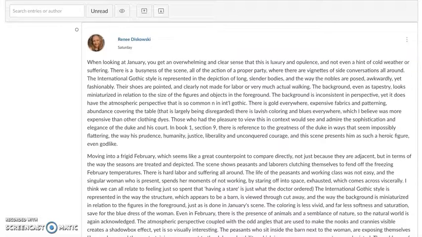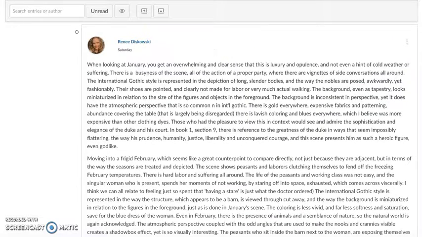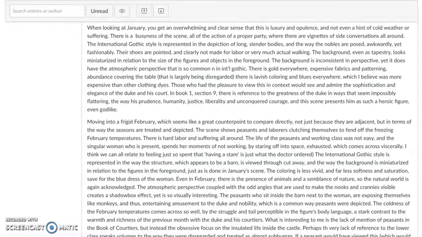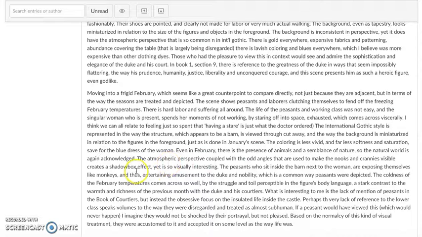And so thinking about that International Gothic sense of space, I wanted to come to Renee's really illuminating and thoughtful discussion contribution here and the way she speaks about the space in the Limburg Brothers' Très Riches Heures. She says, the atmospheric perspective coupled with the odd angles that are used to make the nooks and crannies visible creates a shadow box effect, yet is so visually interesting.